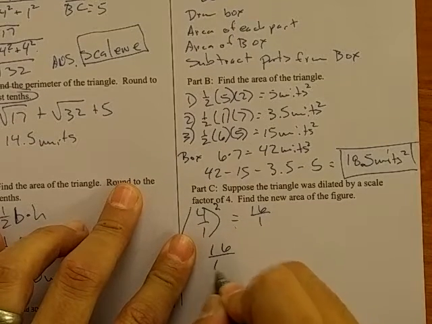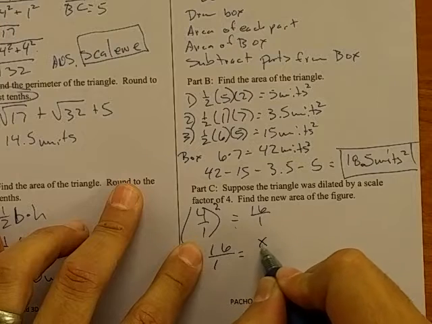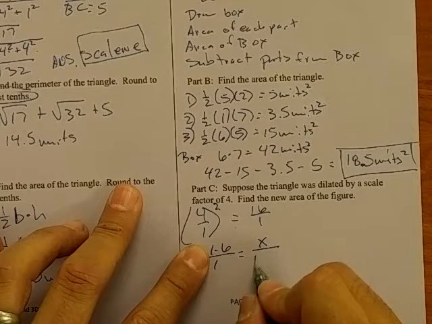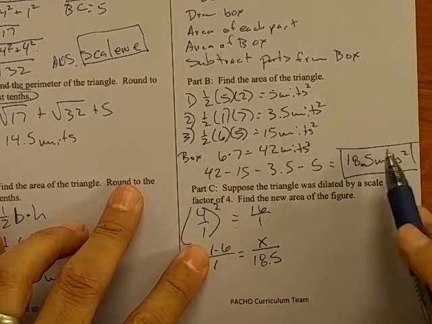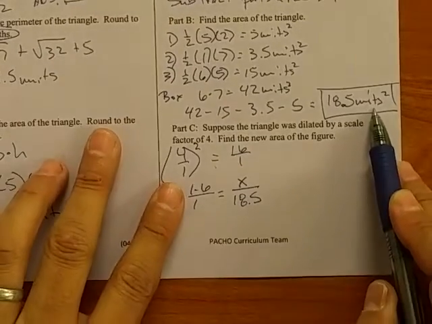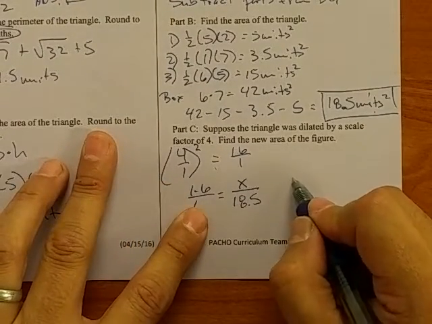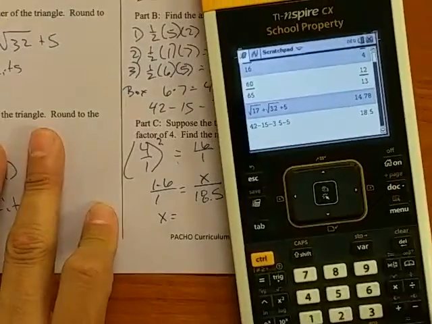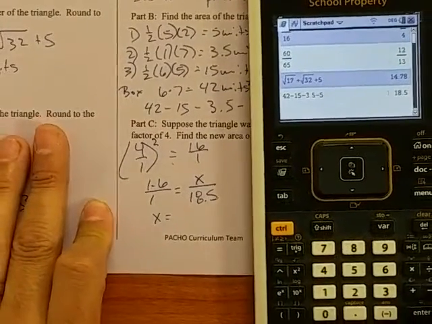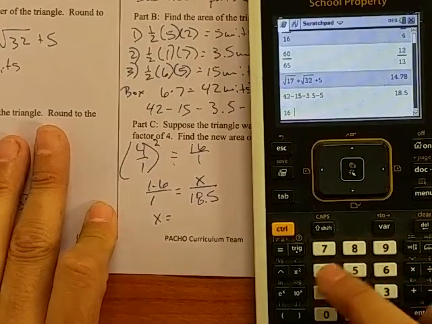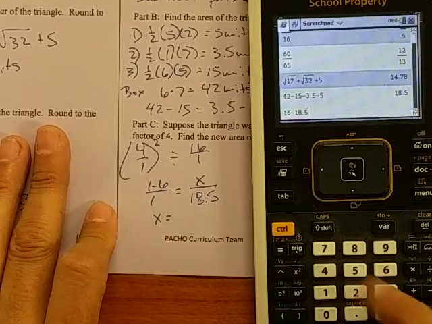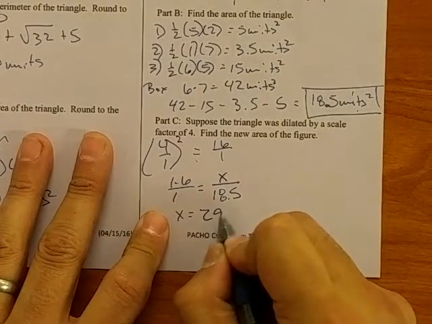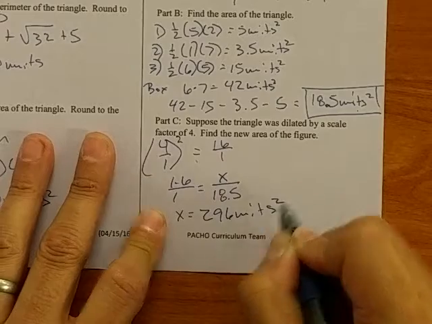So it's going to be 16 over 1 equals x, which I don't know because I don't know what the new larger triangle is going to be, but I know that the current triangle is 18.5. I got that from my previous answer. So I'm going to use that in cross products. So I do my cross products and I get x is equal to 16 times 18.5. All right, so 16 times 18.5, and I get 296. So the new area would be 296 units squared.